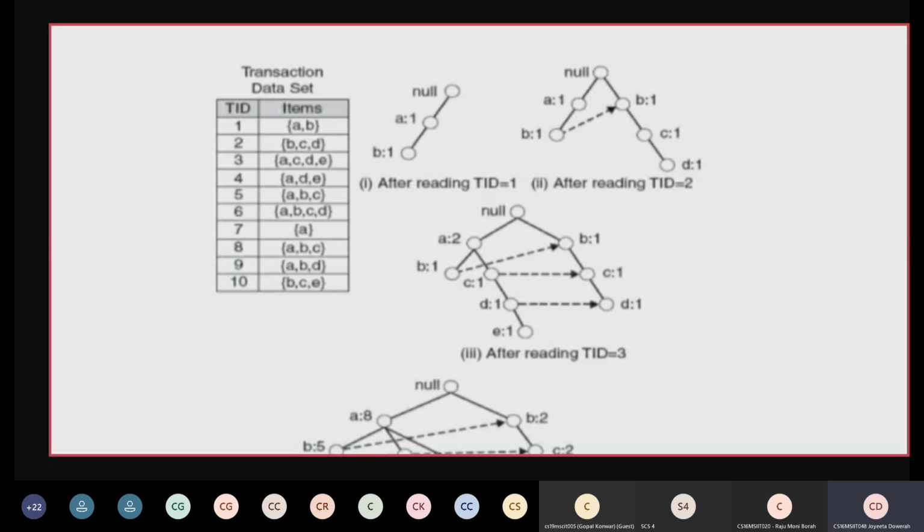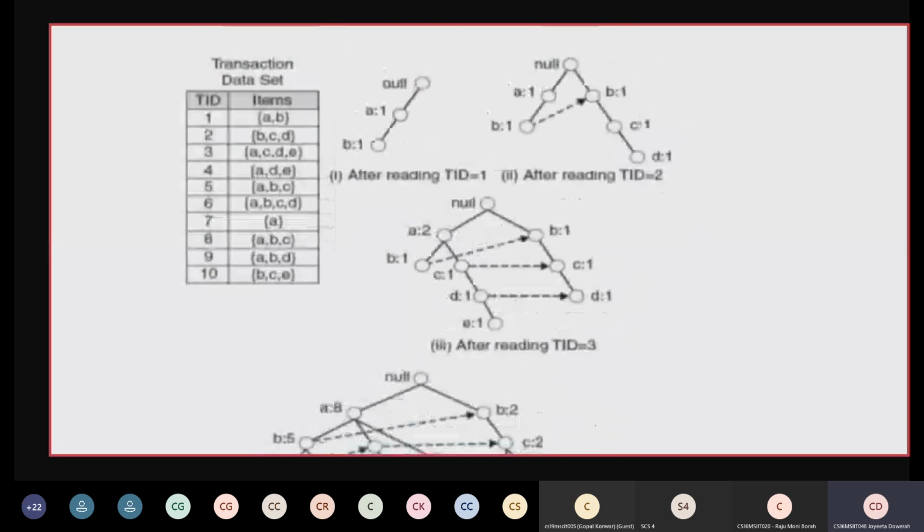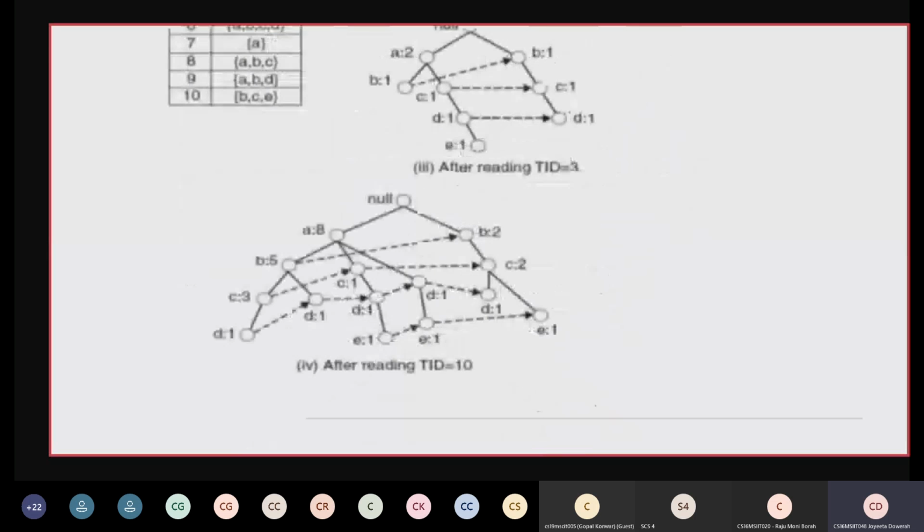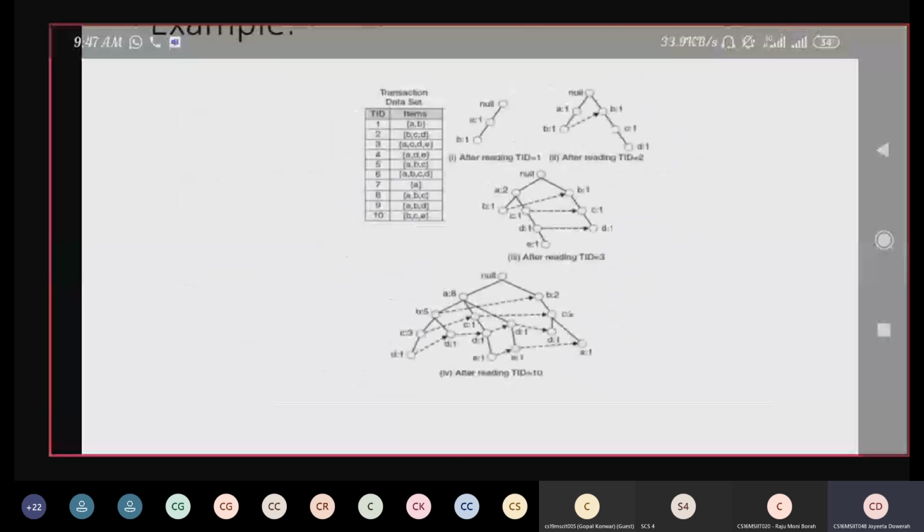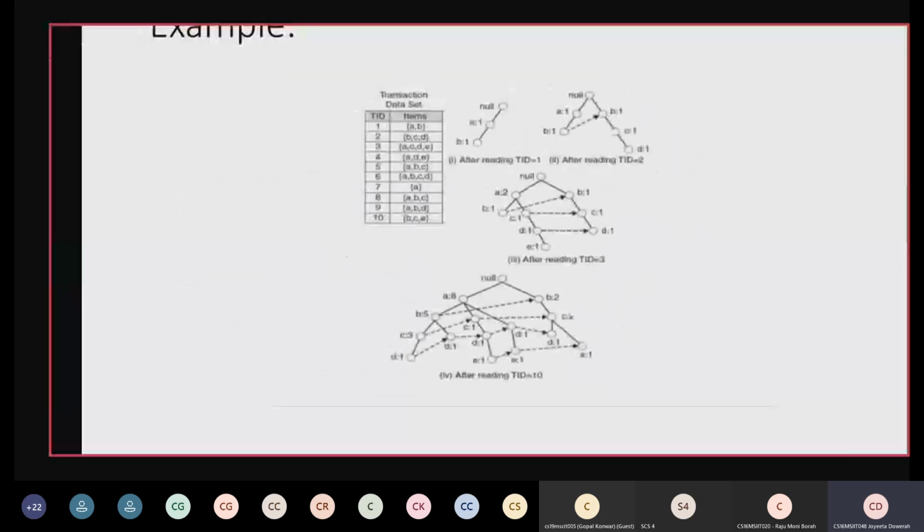In transaction ID 2, there are items like B, C, D. Lastly, we stopped at B 1 in transaction ID 1. From there, it starts at B, and again it goes to C and D, as shown in transaction ID 2. After reading transaction ID 3, it is done in the same way as in 2, and so on. Actually, only this part was understood by me, so I included only this slide in my presentation. I'll have to refer to it more clearly.